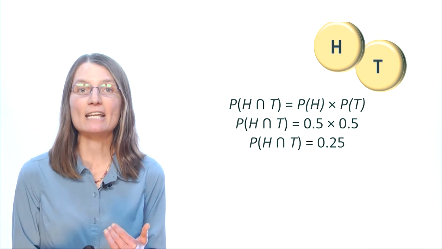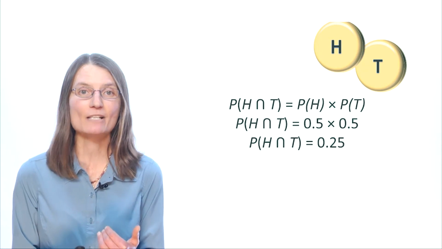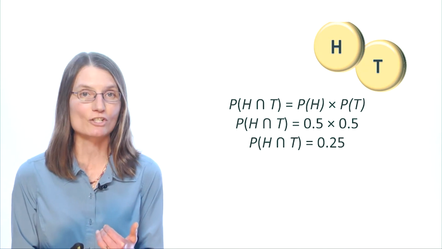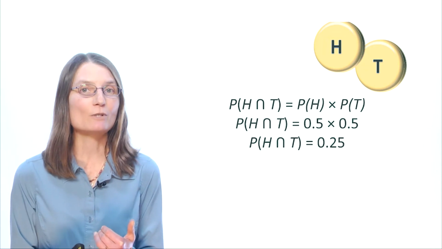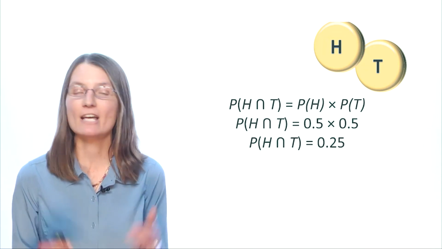The probability of independent events occurring at the same time is the product of the probability of each event, whereas the probability of mutually exclusive events occurring at the same time is always 0.